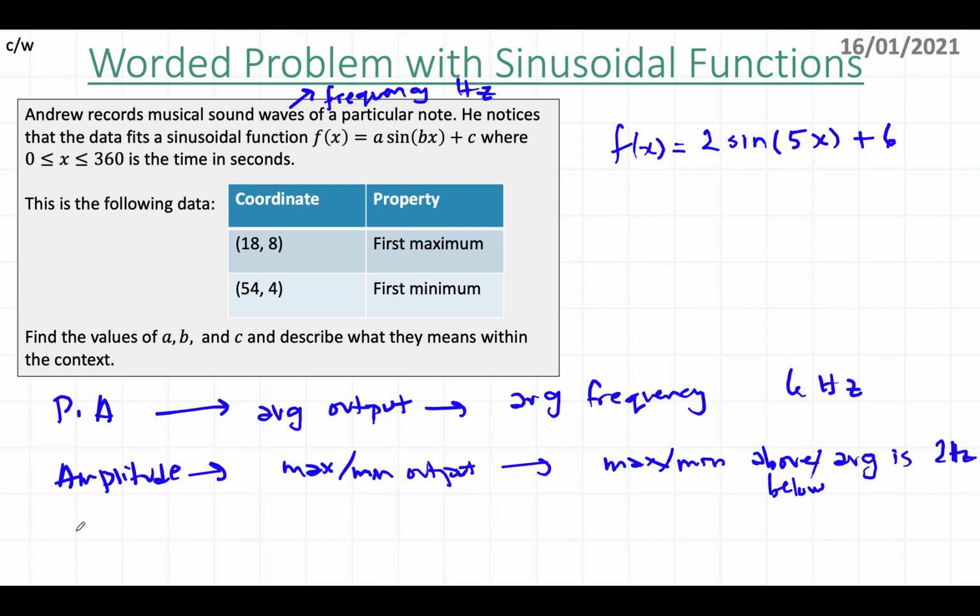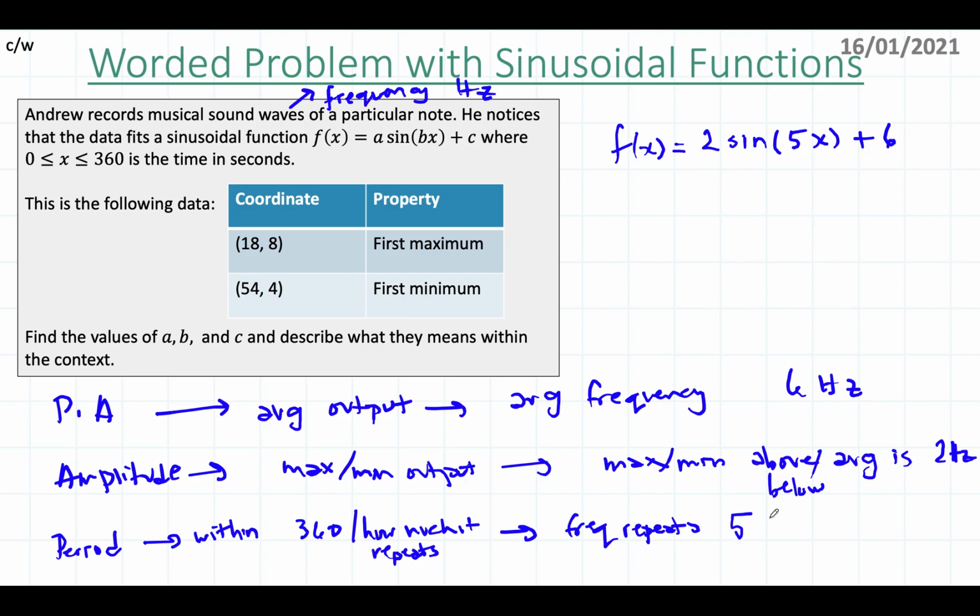And then you'd have the period. In our case, the value here is 5. So it tells you within 360 how much it repeats. So we can say that the frequency repeats 5 times within 360 seconds. And 360 seconds is basically just 6 minutes. So you can interpret it within minutes if you want to. So within 6 minutes, it repeats 5 times. It goes back to the same wavelength.